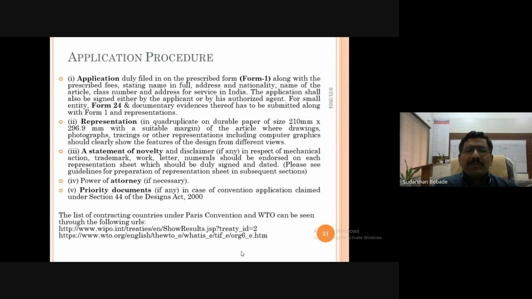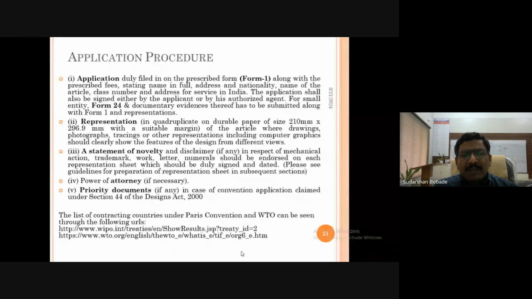Now, when we are going with the joint applicant, the second party is nothing but your organization. So it is much important that the form number 24 should be available with the form number 1. Whenever an organization is accompanying you in filing the patent, the form number 24 is required.